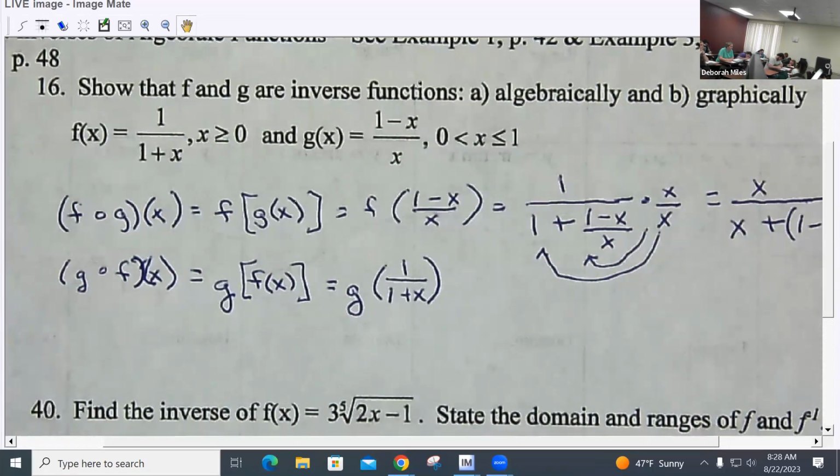Let me be quiet for just a minute and see how far you can get in cleaning up that resulting complex fraction. I'm gonna hide my work, let you work a minute, and then we'll see if we get the same thing.